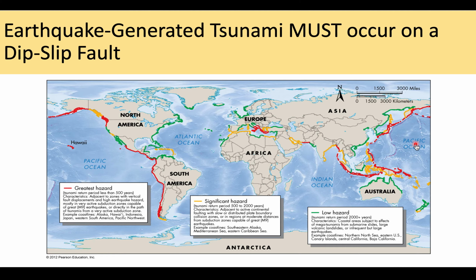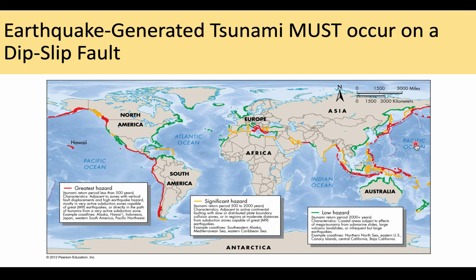So remember that earthquake-generated tsunamis must occur where there is vertical displacement. So it has to be a dip-slip fault. It's never a strike-slip fault. It's never a transform boundary.